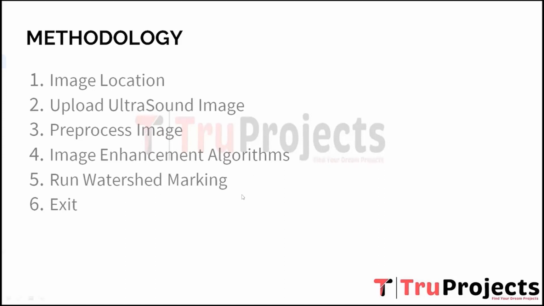Fifth, run watershed marking. It involves the application of the watershed transform algorithm to the pre-processed ultrasound image. The watershed transform is a segmentation technique used to delineate different regions or objects within an image. In the context of ultrasound images, these algorithms can be used to separate and highlight distinct structures or anomalies such as kidney stones within the image. Sixth, exit. It marks the conclusion of the process or operation being carried out. In the context of the provided step, exit could refer to the completion of the watershed marking process and the conclusion of the current analysis or processing session.